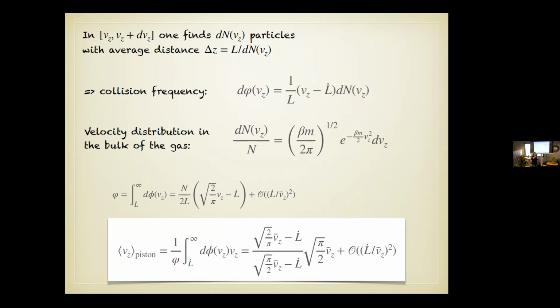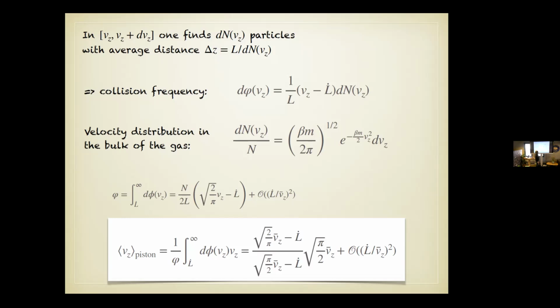Because what we need is the relative velocity between particle and piston. So if the piston is running, the particle has to catch up with the piston. So that's why this velocity difference gives us the collision frequency. And when we now say that the velocity density of the particles is given by the Planck distribution, the Gaussian distribution here, then we can actually compute this.